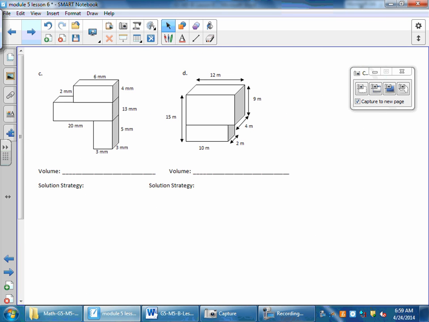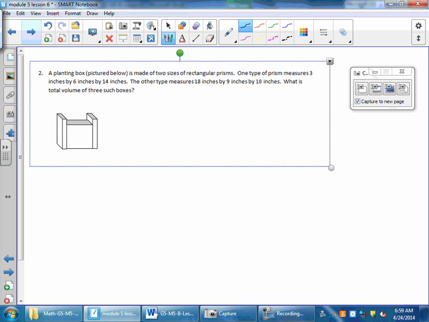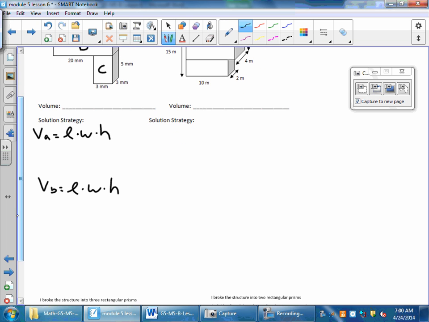Okay, letter C. We have something unique here. Our first structure that has 3 rectangular prisms in it. So I'm going to have to get the volume of A, a volume for B, and a volume for C.